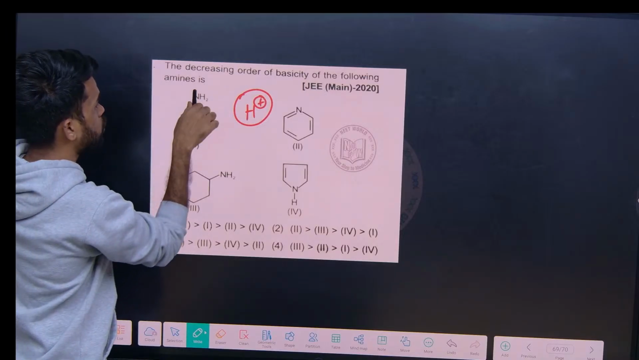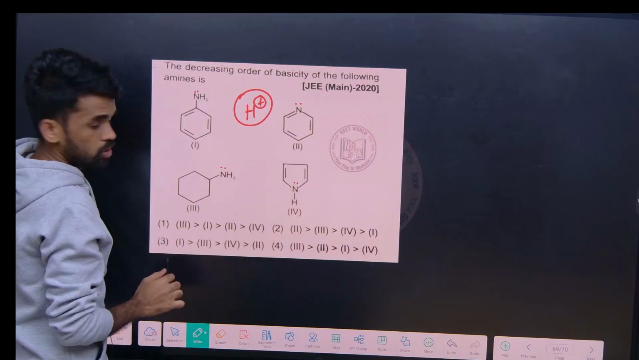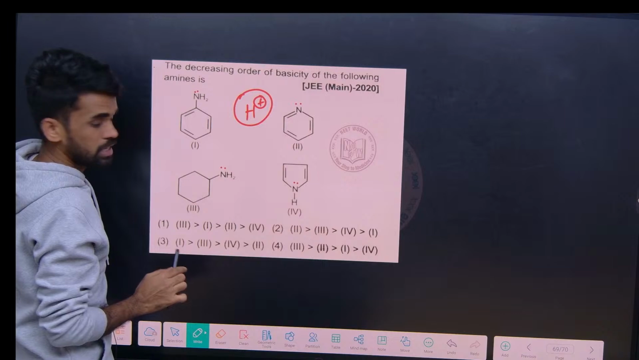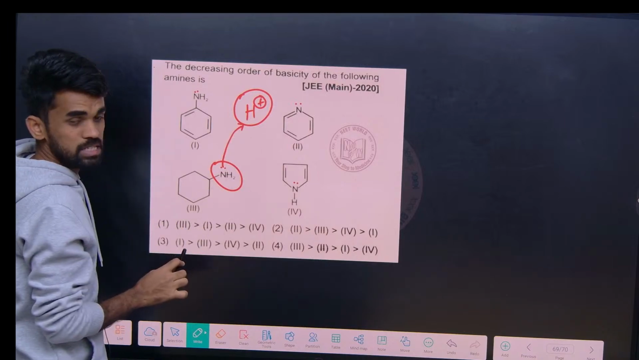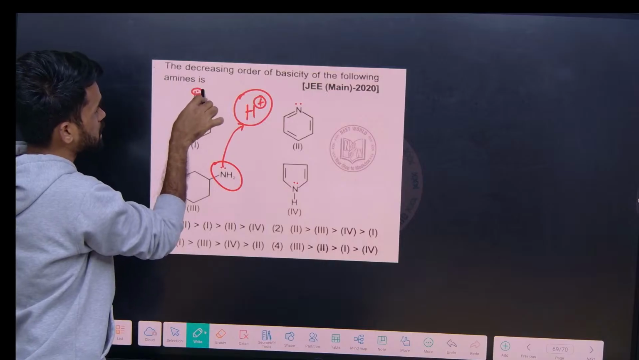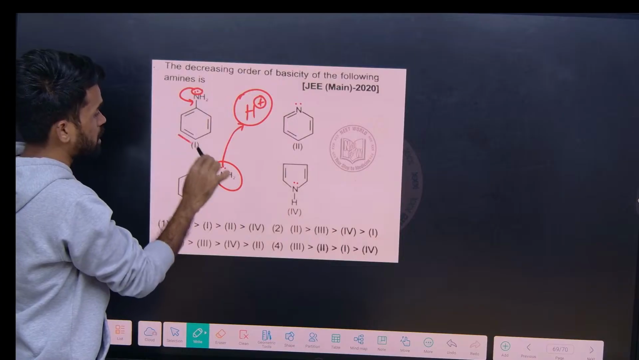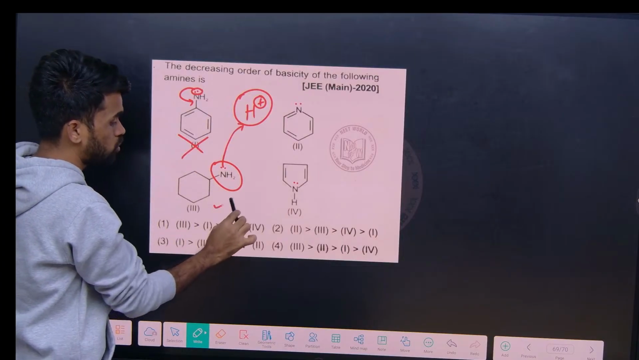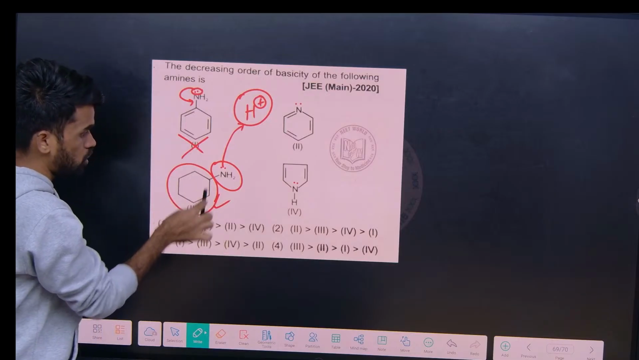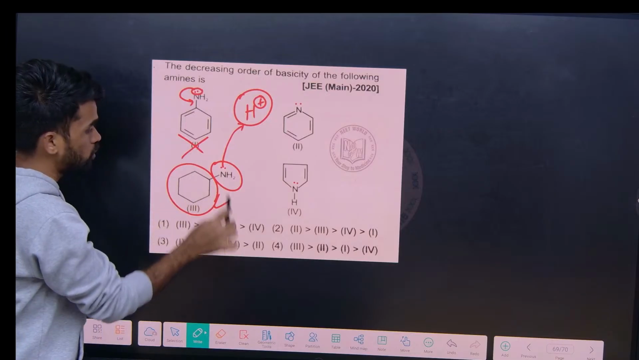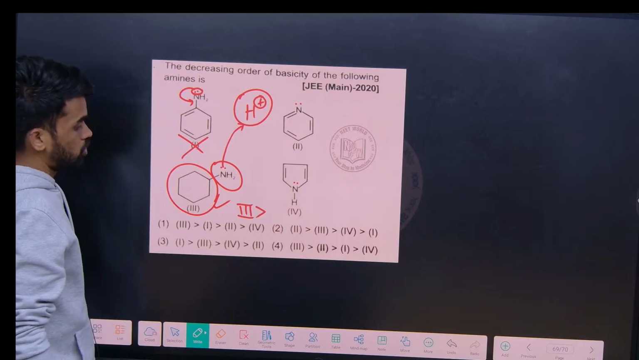So who will attack that proton? Just consider the lone pair electrons in each case. Who will donate lone pairs to that easily? If those electrons are freely sitting on nitrogen, that will accept H plus easily. Here the lone pairs in the first case are in conjugation with the ring pi electrons. So aromatic amines are less basic compared to aliphatic. See, the fourth option is not aromatic, it is aliphatic, with no conjugation with the ring. Therefore 3 is more basic.